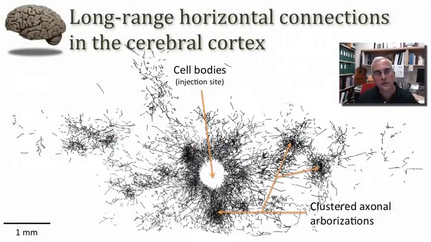So we're looking at a tracing of axons following one such experiment where the injection of the tracer was made right here in the middle. It's as if we're now looking down upon the cortex from above. And so this is where we would find the cell bodies that have taken up the tracer.